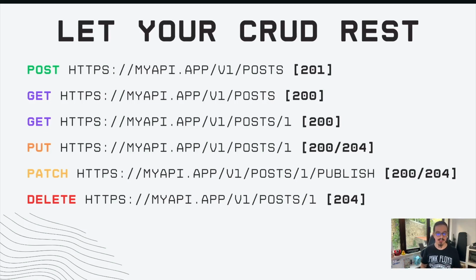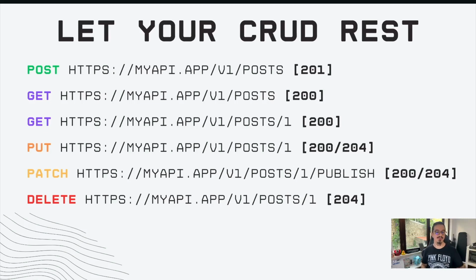And the same goes for PATCH. Let's say I'm going to create an endpoint just for publishing or unpublishing my blog posts, and it's going to be a PATCH endpoint. Why? Because it's partially updating my blog resource. And it could also return the 200 or the 204, because I can return the updated blog post, or I can just say it went well, it was a success, it was updated, but I don't need to return anything more.